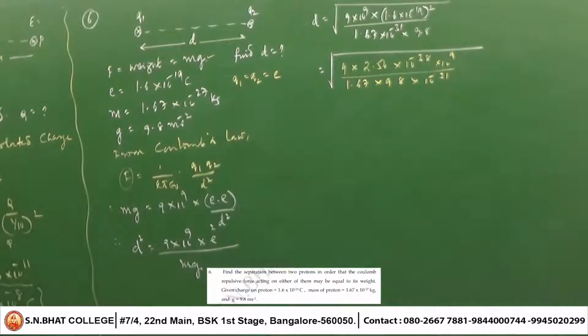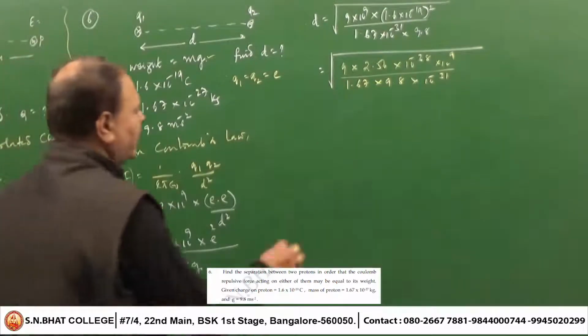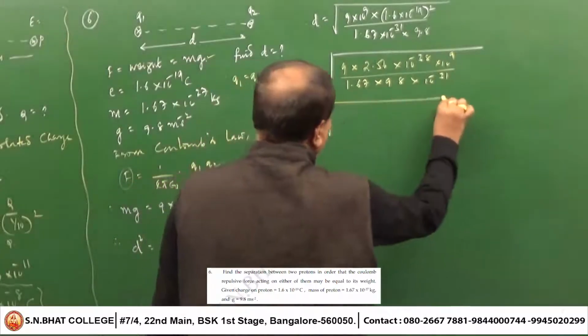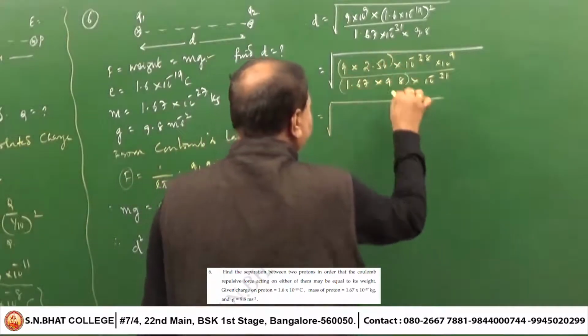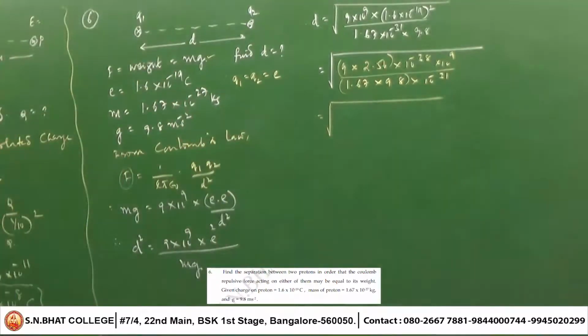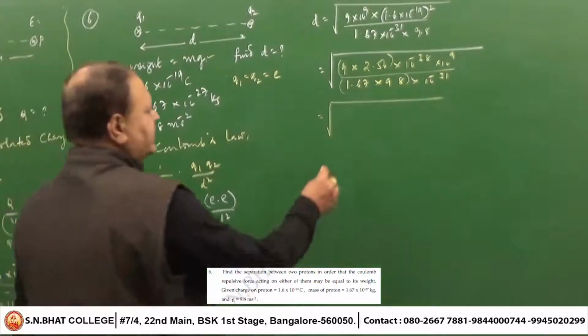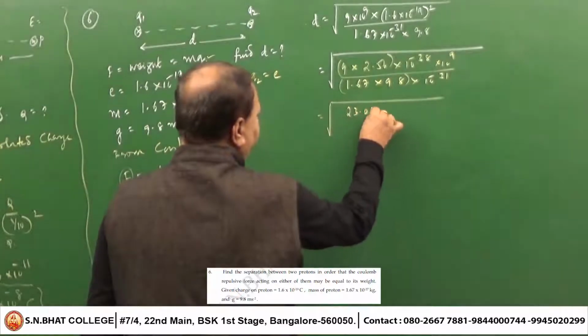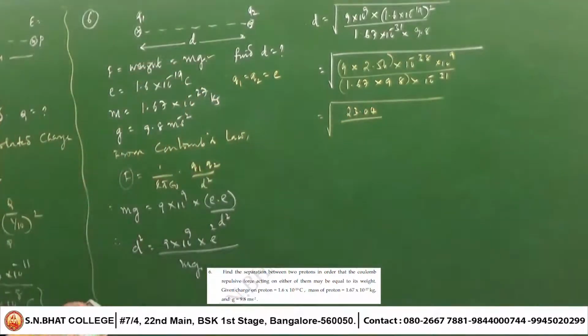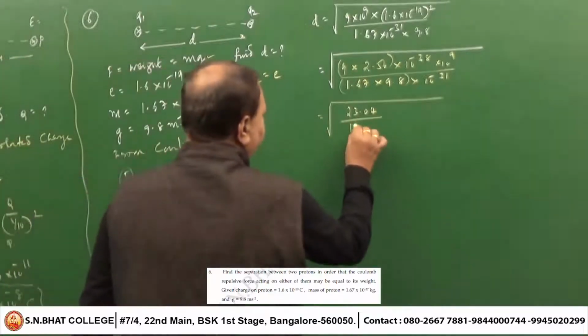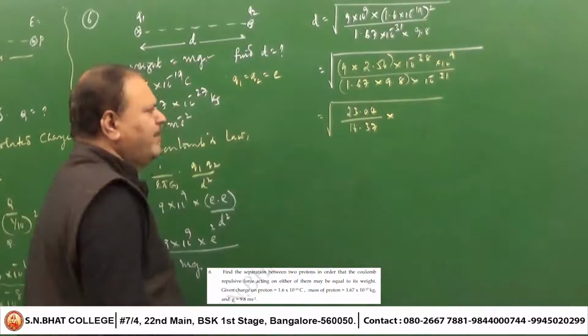Now we have rearranged all these things. Now what you have to do is simplify all these things. How do you simplify? 9 into this, multiply these two separately. So you will get the value, and remember, 9 into 2.56 has the value equal to 23.04, whole divided by 1.67 into 9.8, so that comes out to be equal to 16.37. You simplify these things.